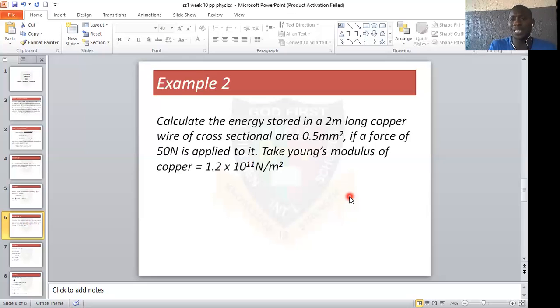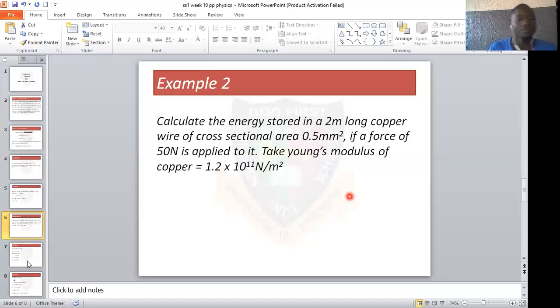From these parameters, you know that Young modulus is given as stress over strain, that is FL over AE. From Young modulus, you can easily find your extension, and when you find your extension, you can multiply it with the force to get the energy stored. But first, you have to find the extension. Extension in the formula for energy is the missing parameter. So let's look at the solution.